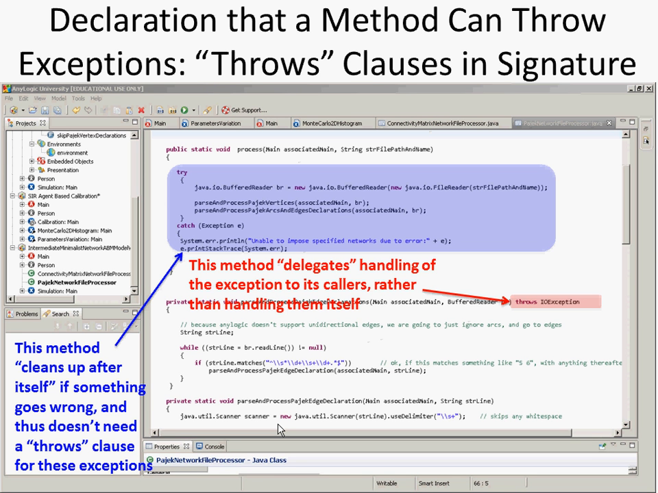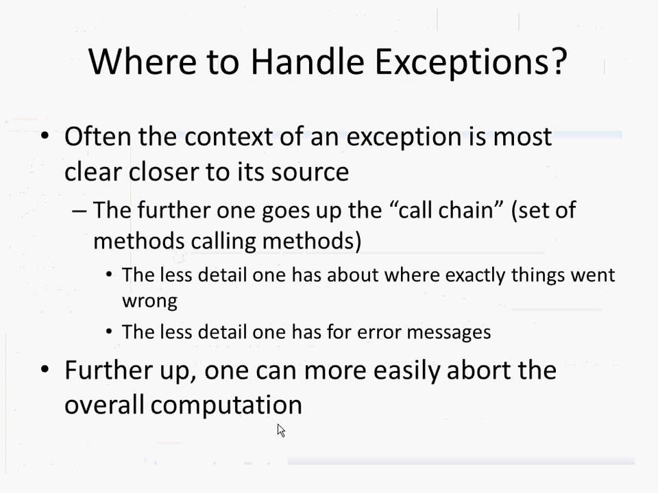And the further one goes down the call stack, the less detail you have about exactly what went wrong or exactly where it was. But further down, you can more easily abort the overall computation. So if I go way back to where the user first requested it, I might be able to throw out lots and lots of stuff. Okay.